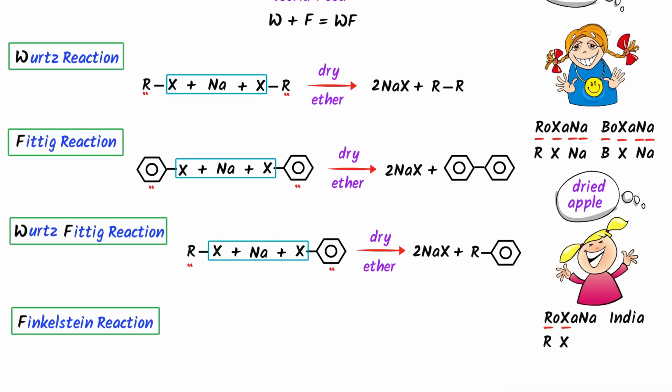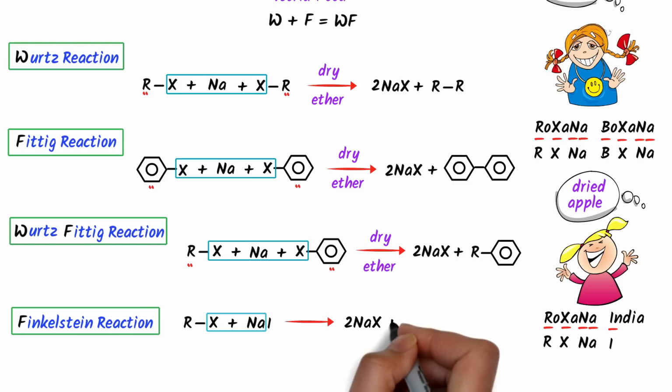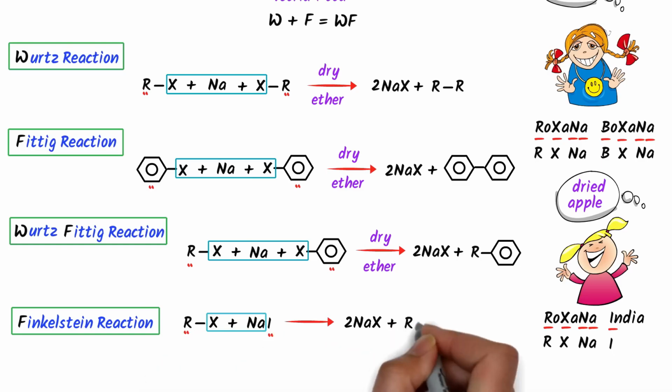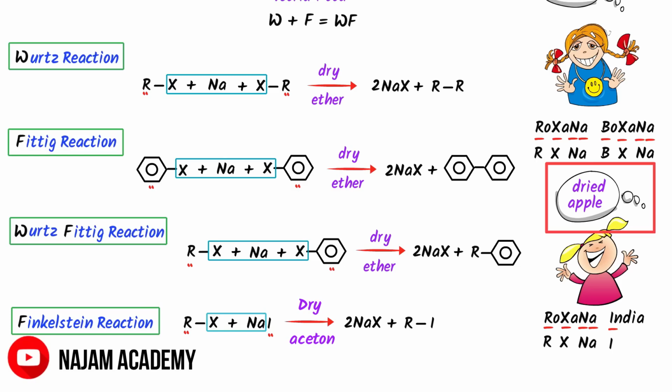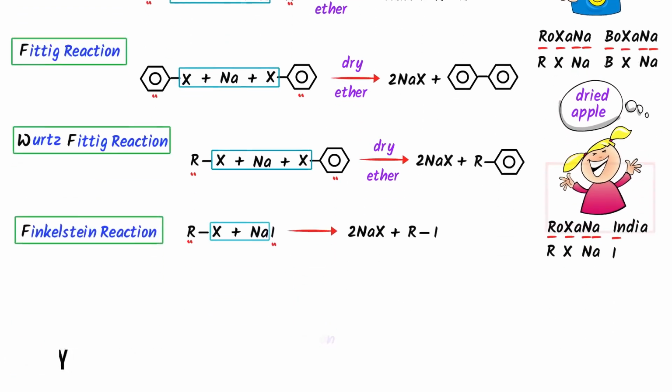Now as usual, I take R and X. Then I take sodium. This I in India stands for iodine I. We know that metal like sodium loves to react with this halogen. So we get sodium halide plus alkyl iodide. This dry apple means dry acetone. So this is the complete Finkelstein reaction.